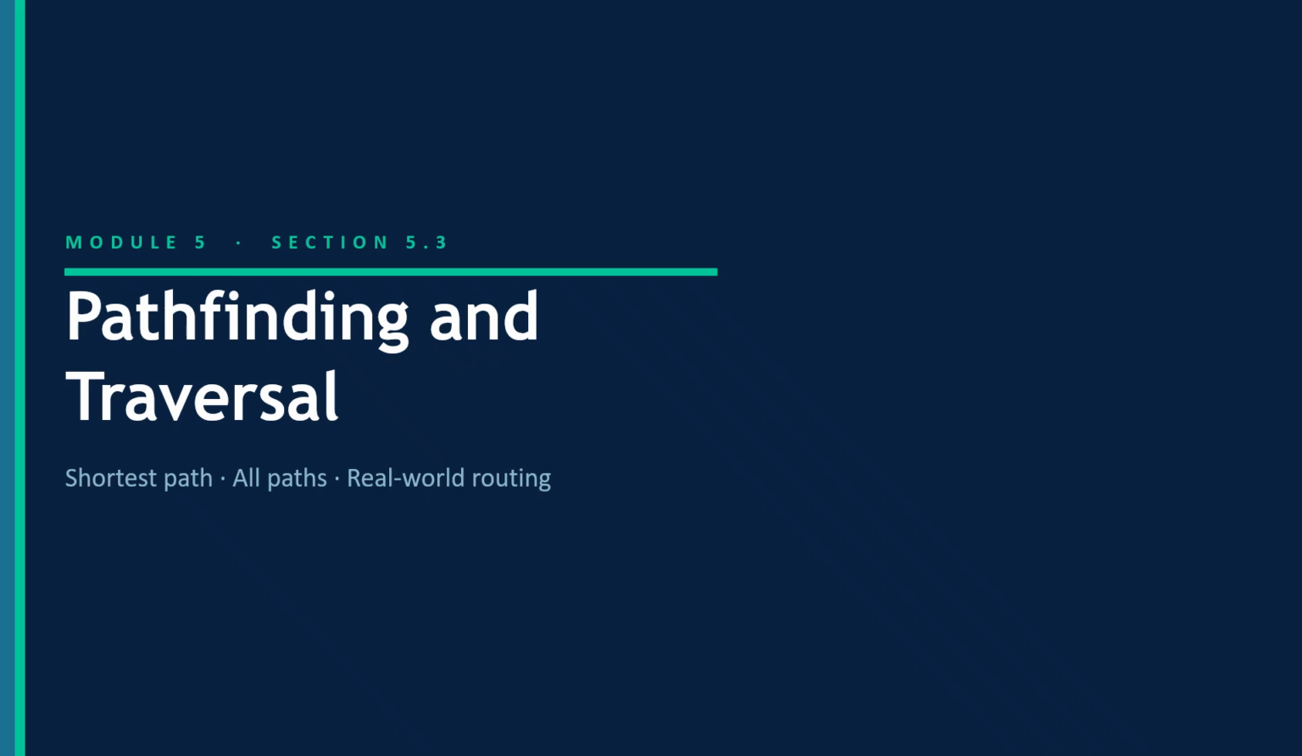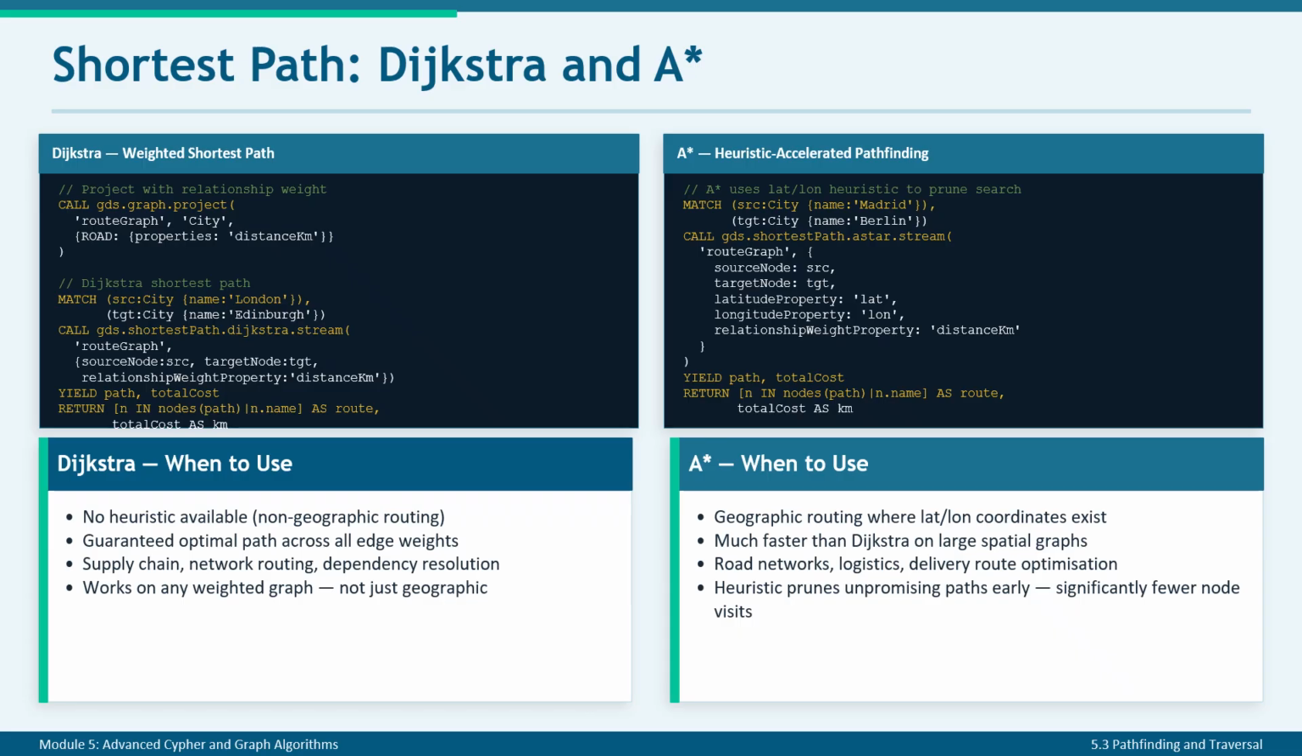Section 5.3, Pathfinding and Traversal. Shortest paths, weighted traversal, and the real-world use cases where graph pathfinding outperforms every alternative. Finding the shortest path between two nodes is one of the most fundamental operations in graph analysis. Neo4j gives you two production-grade algorithms for weighted shortest paths, Dijkstra and A*.